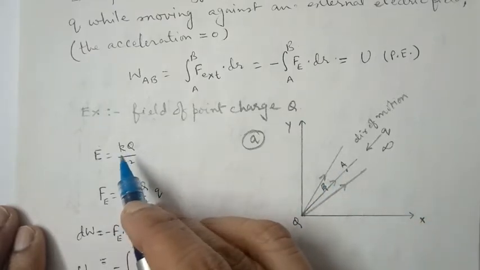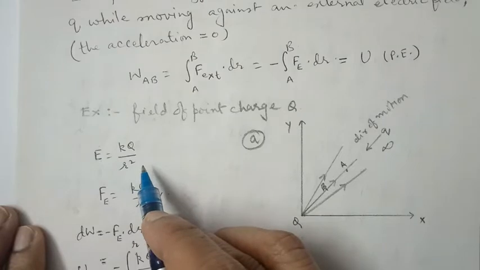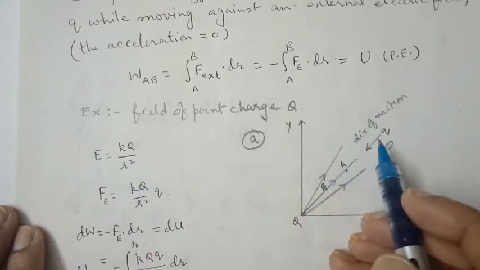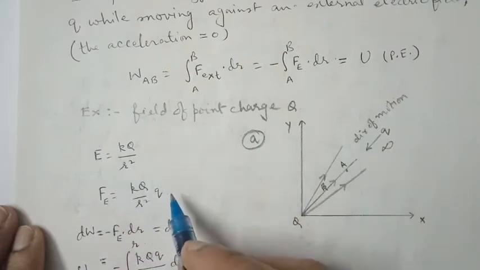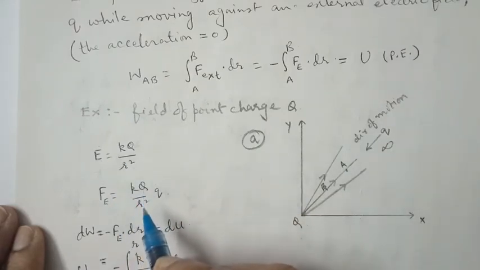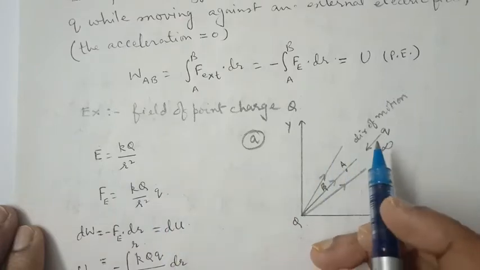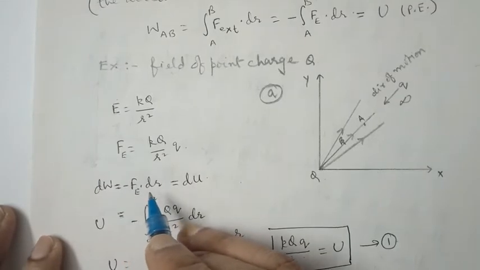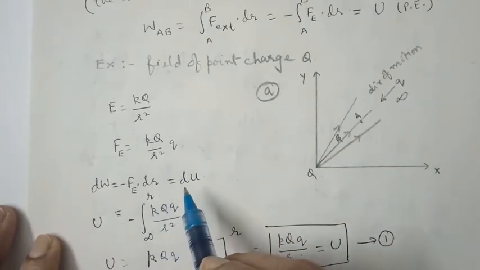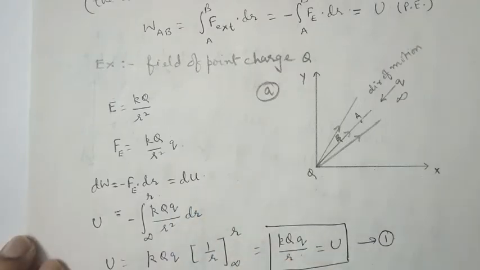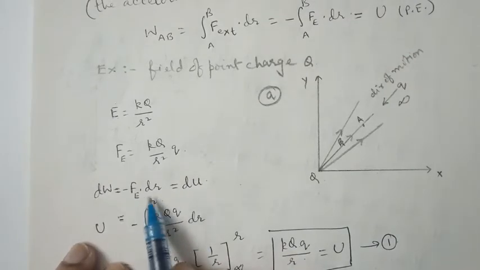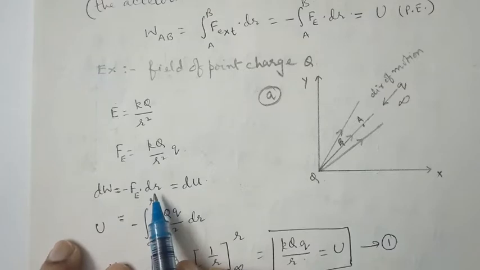The field due to the point charge is given as kQ by r square. Hence, the force experienced by this charge will be Eq, and it is kQ by r square into this charge q. So dW is equal to minus Fe dot dr, as I have already explained earlier. It is the same as the potential energy. This is the small potential energy when the displacement was very small as dr.